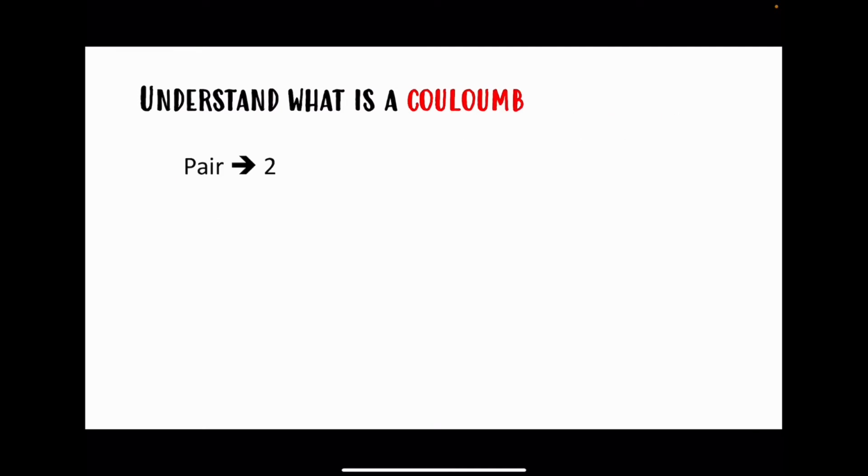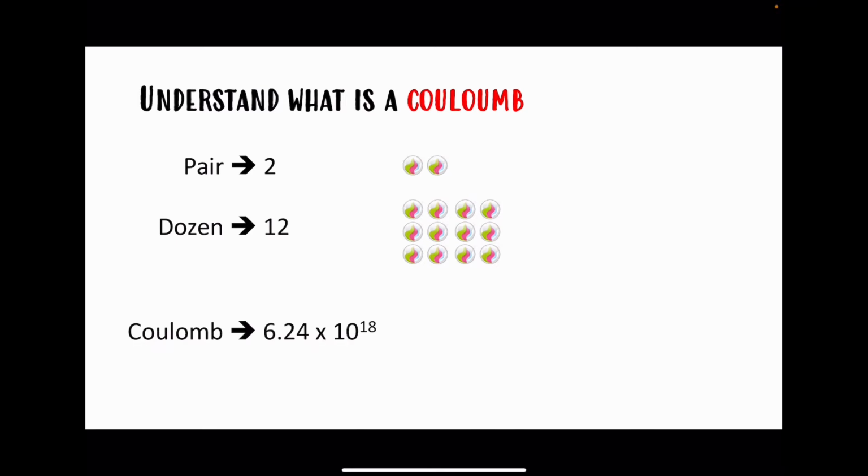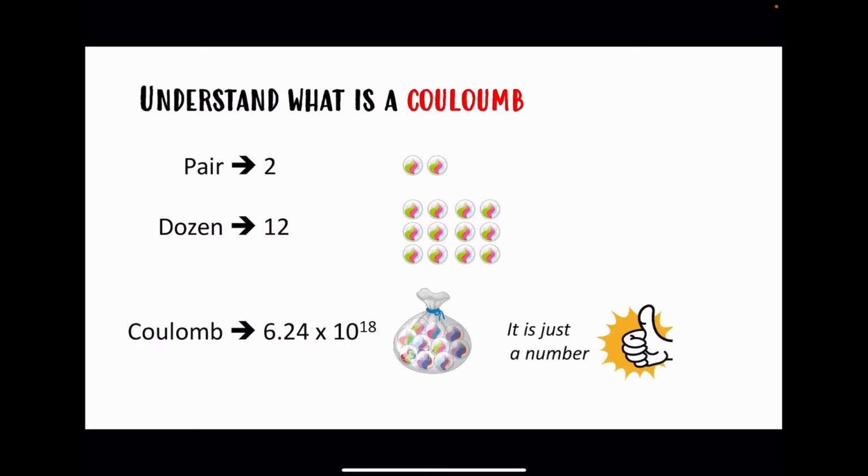So what is a Coulomb? If you're still confused about this number, think about a pair. When I say a pair of socks or a pair of pens, you would go and get 2 pens. If I say a dozen donuts, you'd go and get 12 donuts. So a Coulomb is just a number that represents a really large amount of electrons that are flowing at once inside the copper wire. It's 6.24 times 10 to the power of 18.